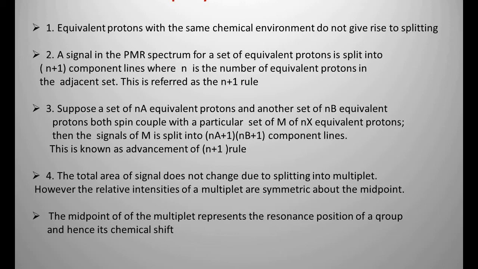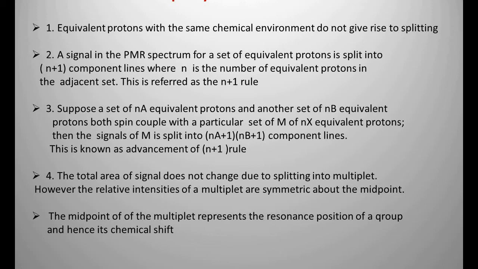Third, suppose a set of Na equivalent protons and another set of Nb equivalent protons are on the left and right side of a particular proton set Ns. Consider a molecule with a set of Ns equivalent protons, and another set of protons on the left and right side, coupled through the intervening electron cloud or chemical bonding. Consider such a situation.